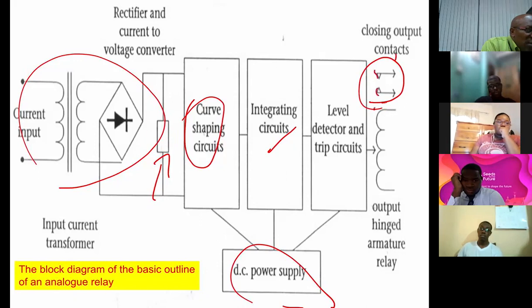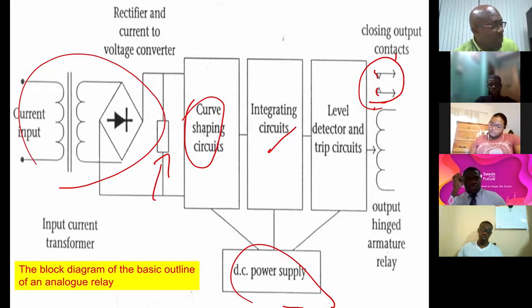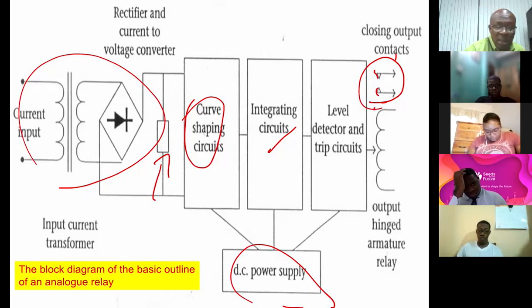So the contacts then close your circuit for you to trigger or to operate your circuit breaker. So that is the basic structure of your analog relay. The key difference with what we are going to be talking about in a few is that for this relay, you are using transistors and that whole technology. That's the basic difference.